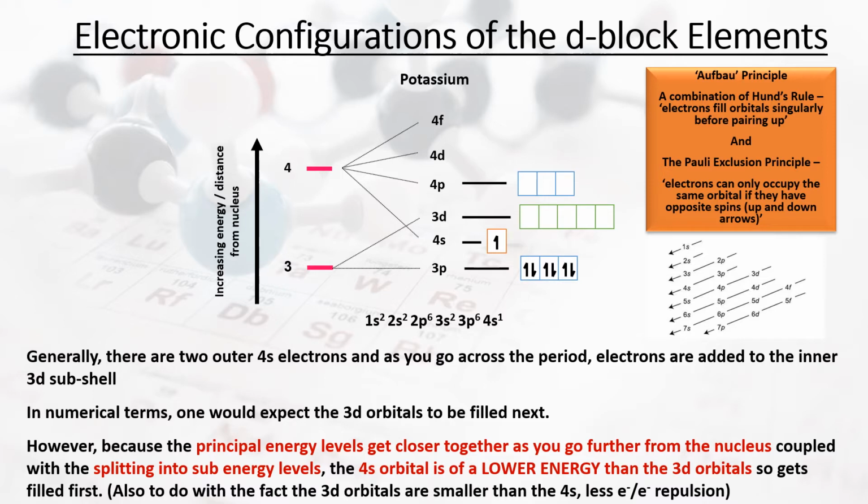And so if we think about potassium, we start to fill up our electron configuration. It would be 1s2, 2s2, 2p6, 3s2, 3p6, and then remember the 4s fills first, so 4s1, we've got 1 electron in our outer shell.